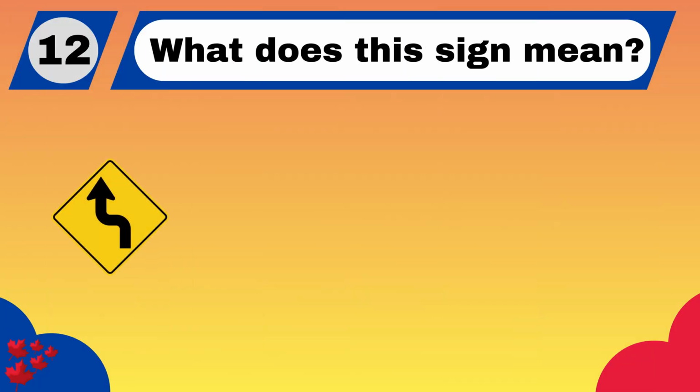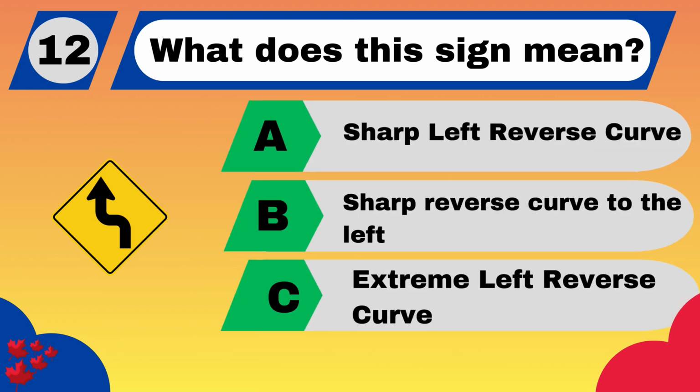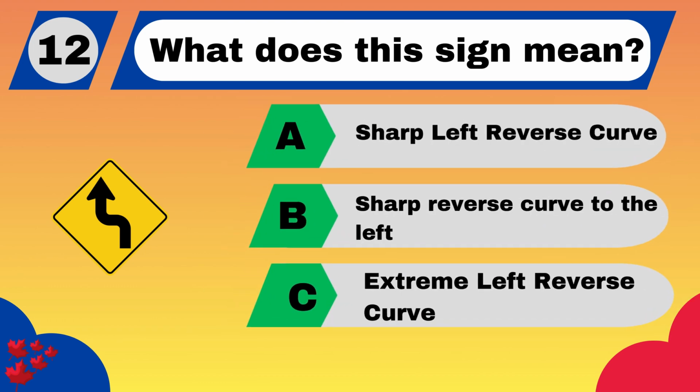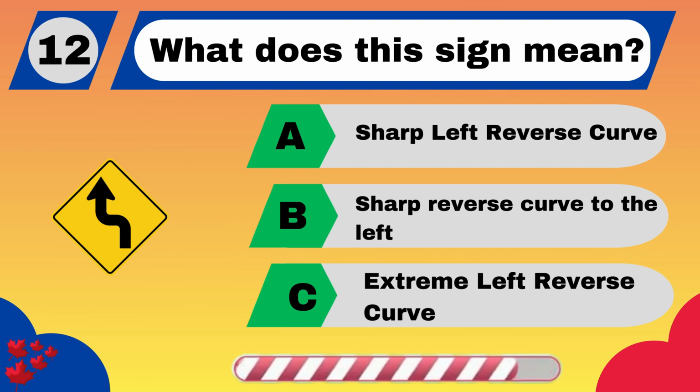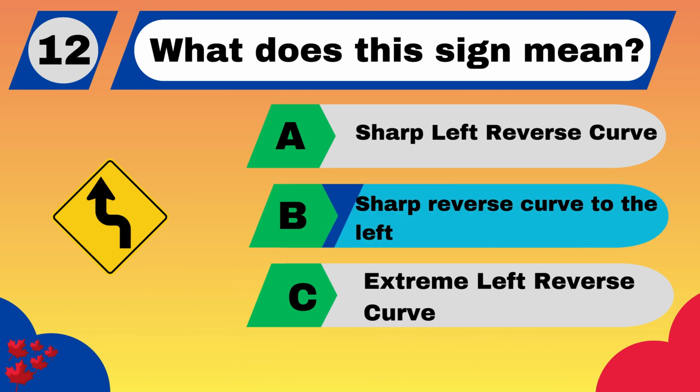Question 12. What does this road sign indicate? A. Sharp left reverse curve. B. Sharp reverse curve to the left. C. Extreme left. Reverse curve. Well done. B. This sign warns of a sharp reverse curve to the left.